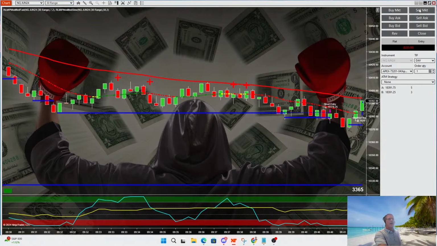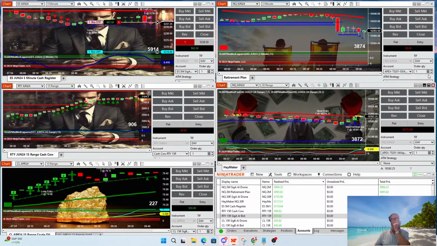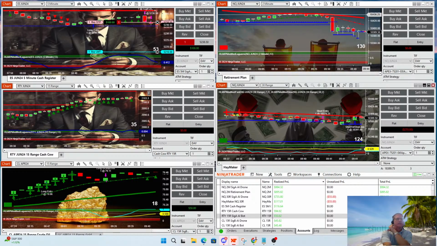Okay, got stopped out on that. So we lost $250 on that first trade. And that's what we're doing. We're risking $250 to make $1,000. The retirement plan up here is a Signal A. So if it continues to go up, it's going to put me into a long position.